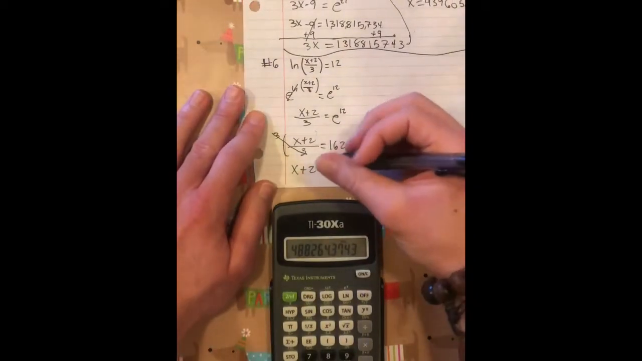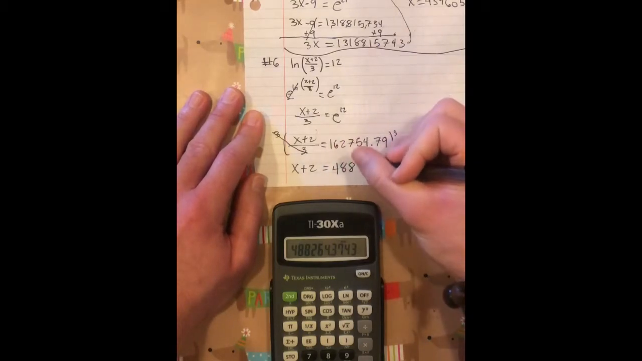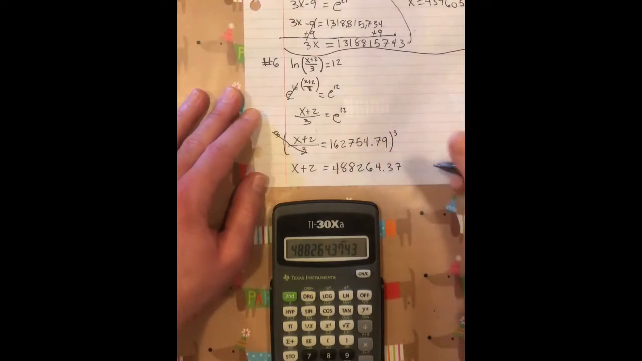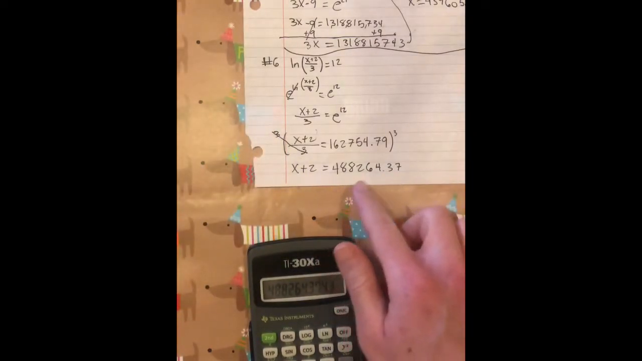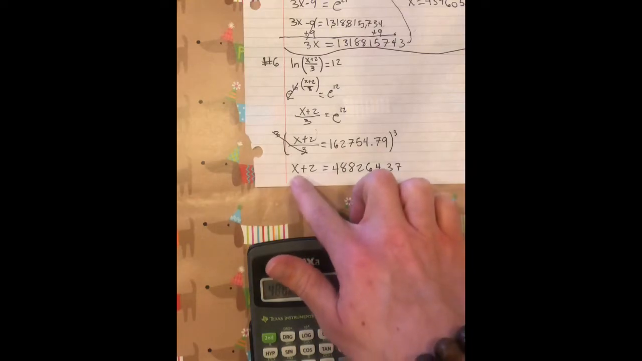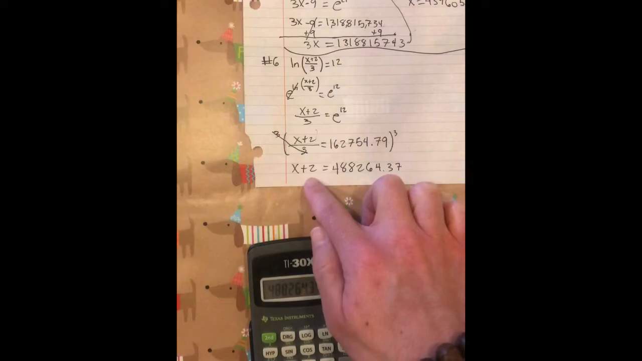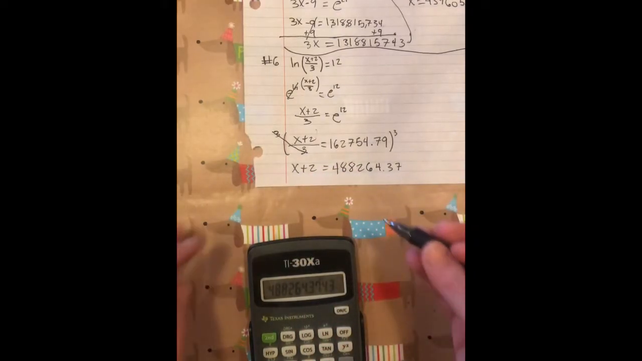So x plus 2 equals 488,264.37. And then again, I'm just rounding. So now, just as if this was a normal number in pre-algebra, what's stopping x from being by itself? Plus 2. How do we get rid of the plus 2? Subtract. What we do to one side, we do to the other side.